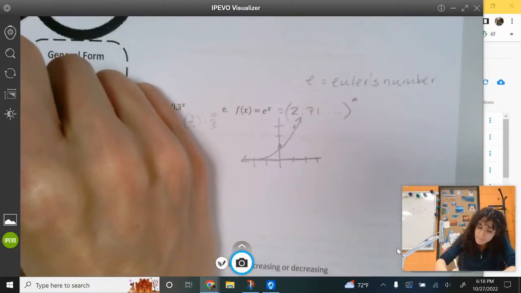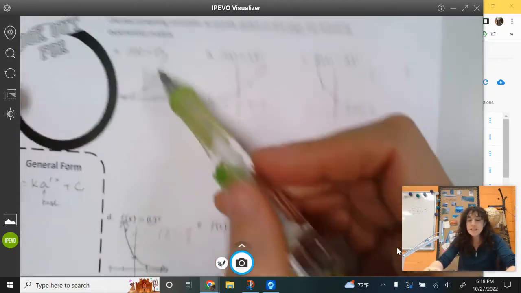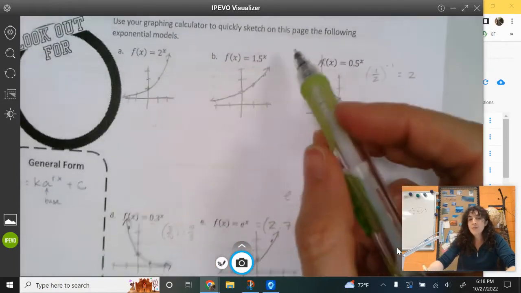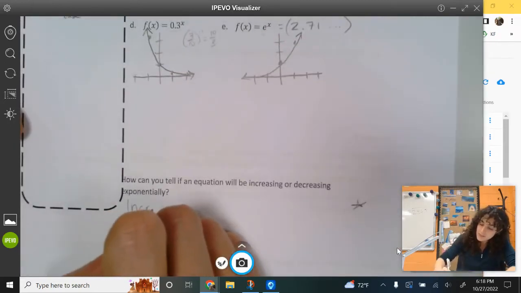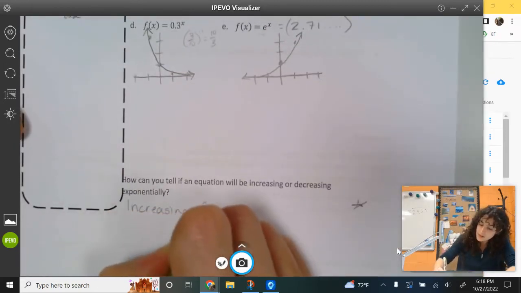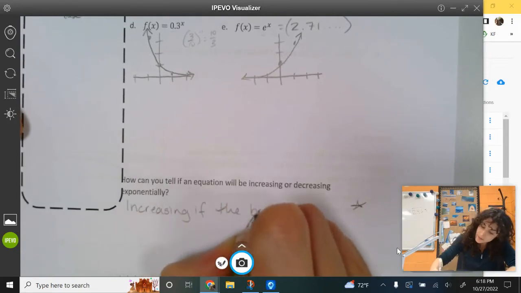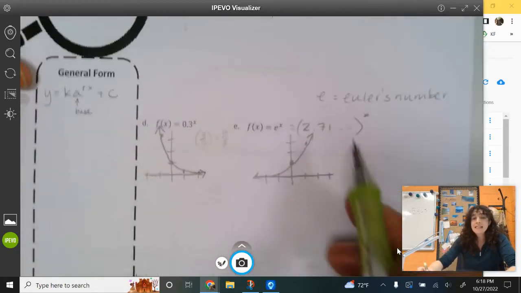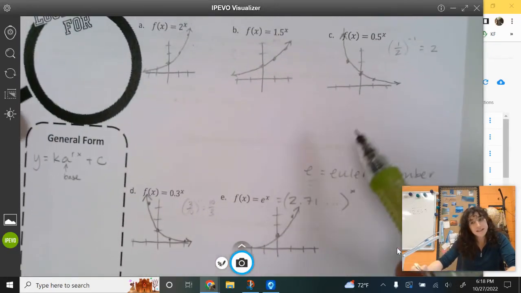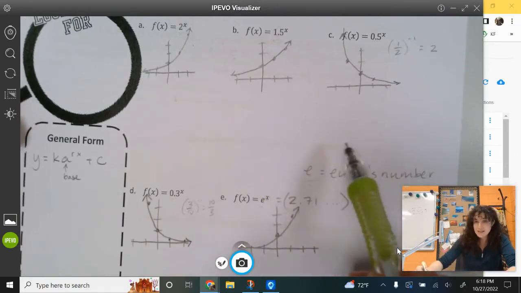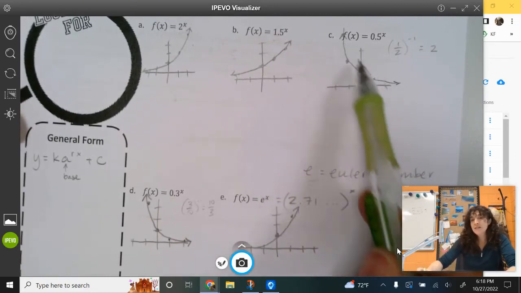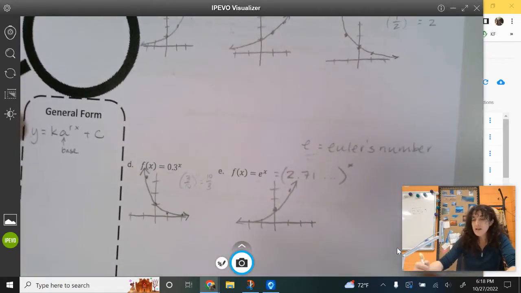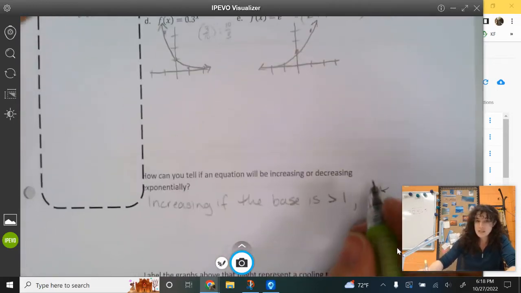A is the base. And you can see that if the base is bigger than 1, it will be increasing. So increasing if the base is greater than 1, excuse my shorthand, decreasing if it's less than 1, but very specifically if it's between 0 and 1, if it's a decimal, right? So if it's 0.5, 0.3, if it's a decimal or a fraction that is less than 1, but above 0, then it would be decreasing.